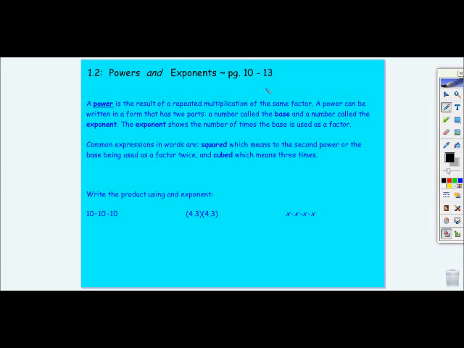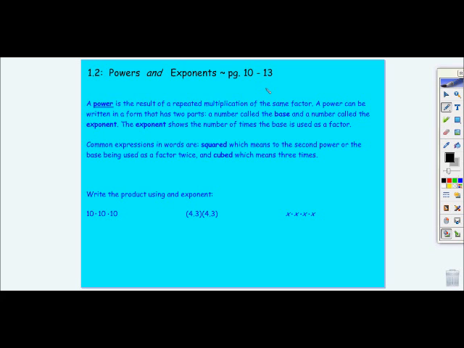Lesson 1.2 starts again with some vocabulary review. We're going to talk about powers and exponents. A power is the result of a repeated multiplication of the same factor. A power can be written in a form that has two parts, a number called the base and a number called the exponent. The exponent shows the number of times the base is used as a factor.